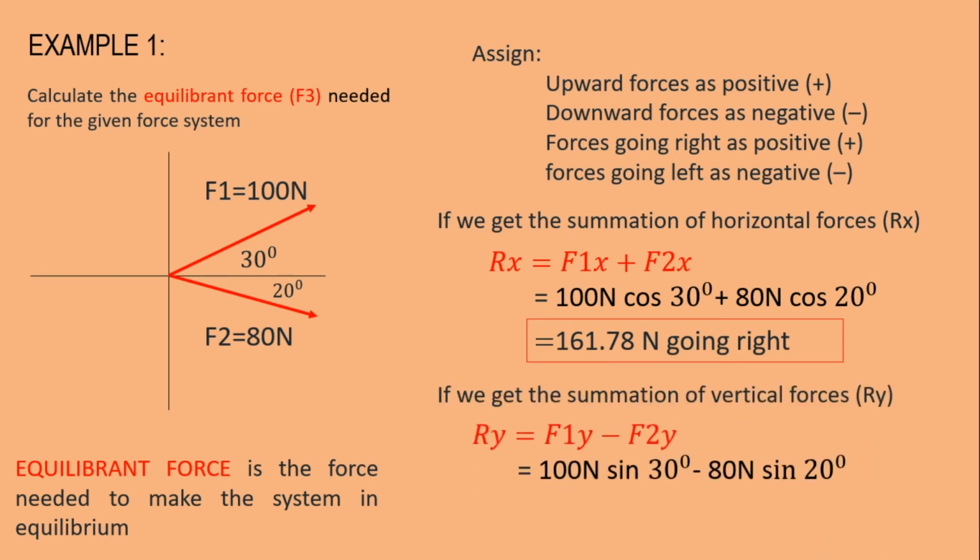Then if we add up yung ating vertical forces, then we have F1y, which is going up, kaya positive. Then minus F2y, minus since this is going down. So 100 Newton sine 30 degrees minus 80 Newton sine 20 degrees. That will result to 22.64 Newton upward.